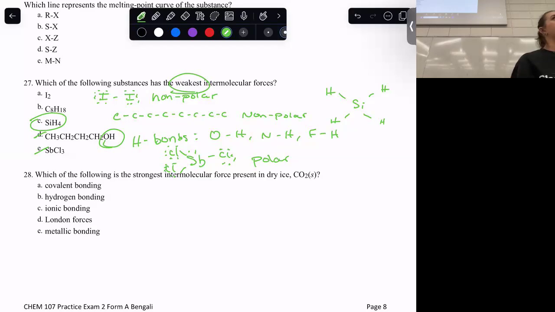It's a way to check your answer. I do believe that SbCl3 is a pretty big molecule. That's going to have pretty strong forces no matter what. So the smallest one here is also your weakest. Yep.